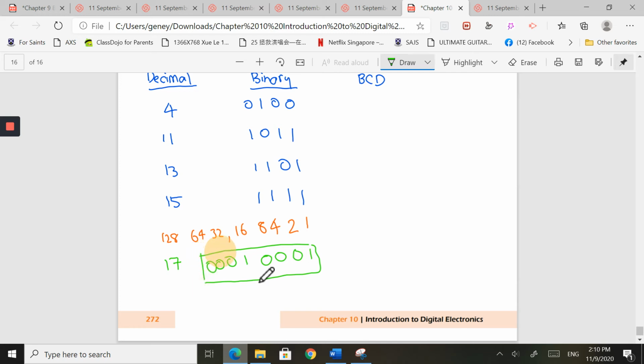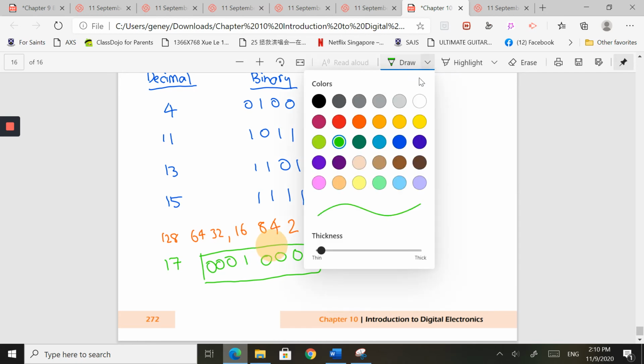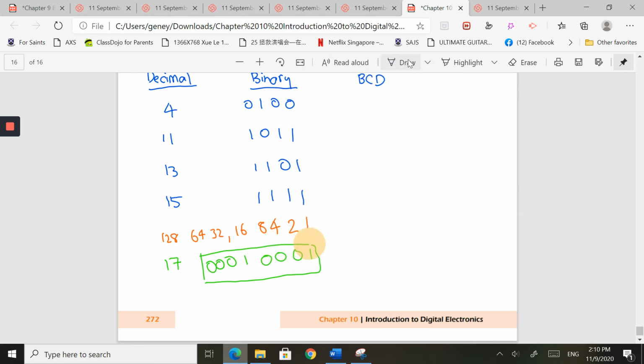Okay? Now I go on to BCD. With the BCD, what I'm going to do is take each individual decimal digit and write out its individual binary. What do I mean by that? The binary for 4 is 0100. So the BCD for 4 is also 0100.